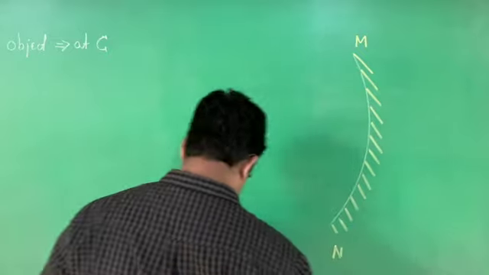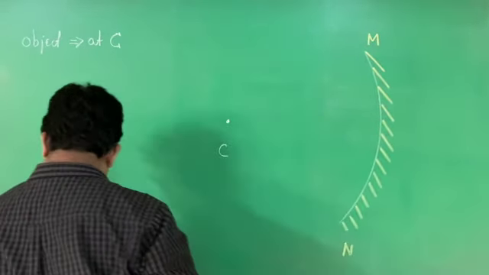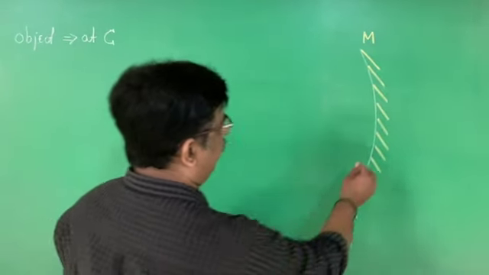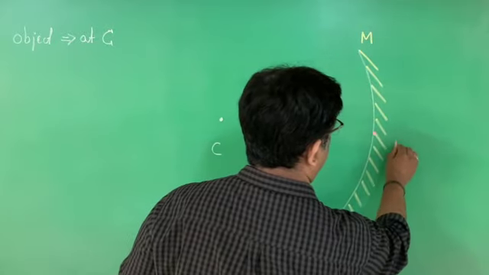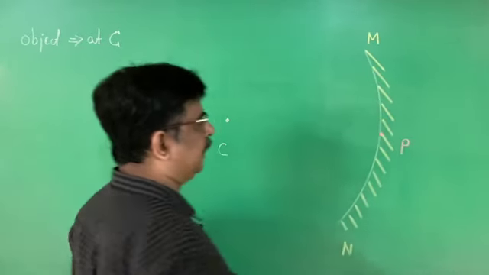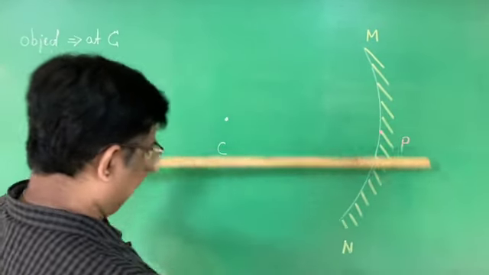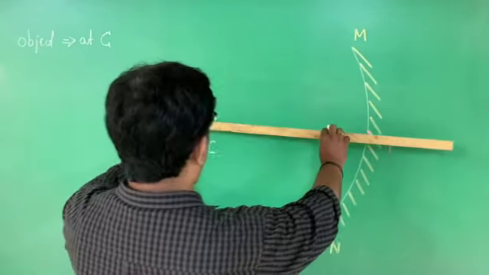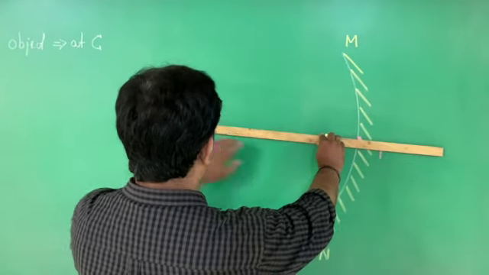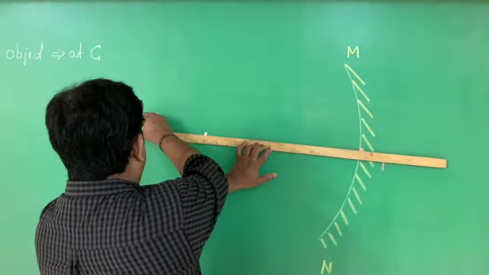Mn is the aperture. Then identify the midpoint of the mirror, somewhere here. I call this P. P stands for pole of the mirror. Then take the scale, join PC and extend to get a straight line.